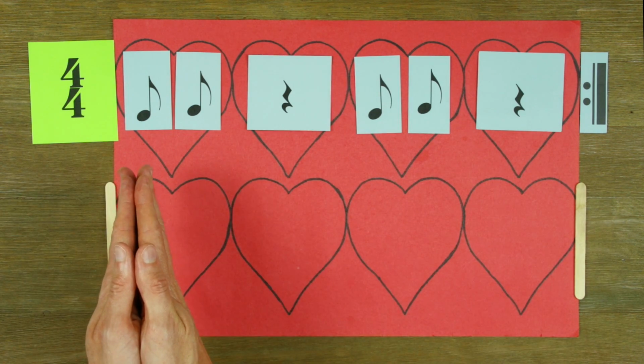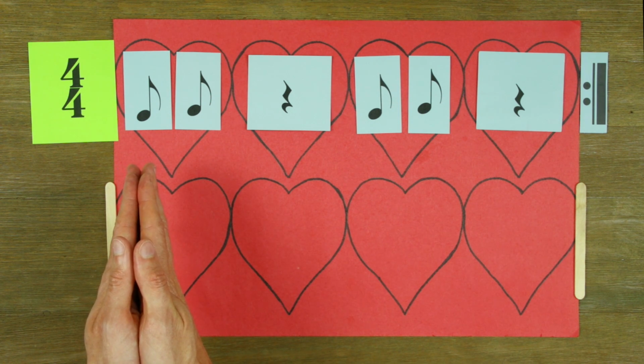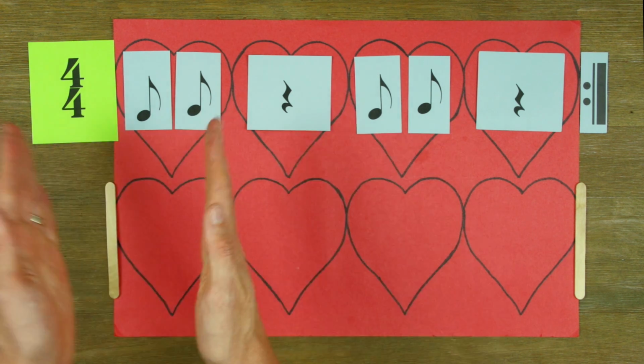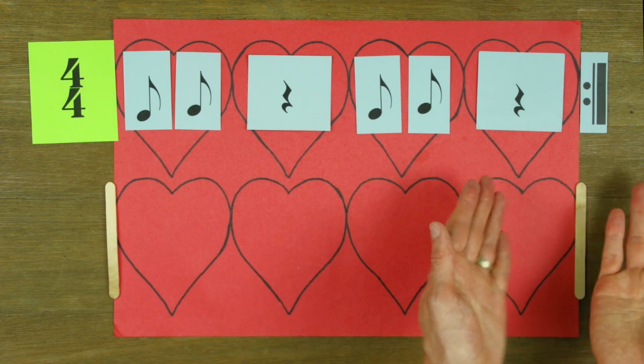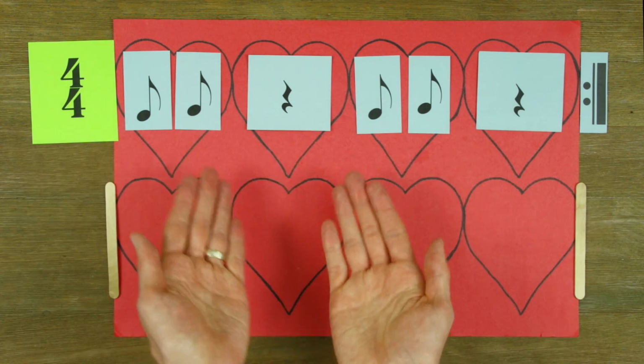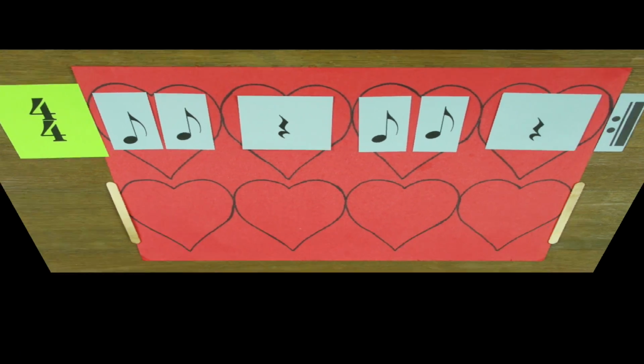Here's the empty measure. Ready, go. 1 and 2 and 3 and 4, go. 1 and 2 and 3 and 4 and. 1 and 2 and 3 and 4 and.